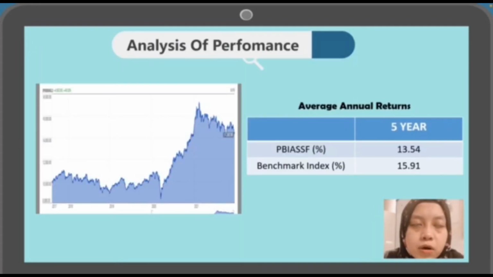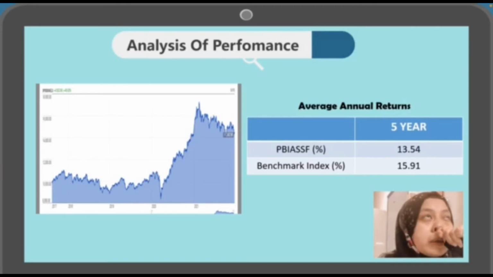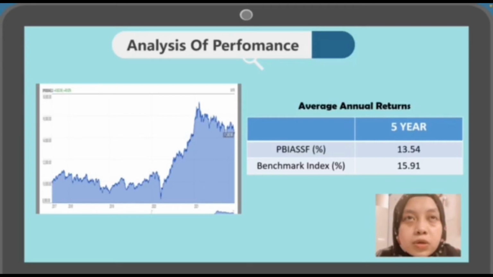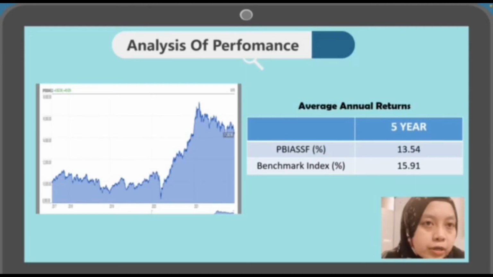Next is analysis of performance. As we know, unit trusts in Public Mutual have many funds, which are based on Sharia and not. But in our assignment, we choose one based on Sharia, which is PB Islamic Asia Strategic Sector Fund. As we can see in my slide, this is the graph for the report from 2017 to 2021, which is now.